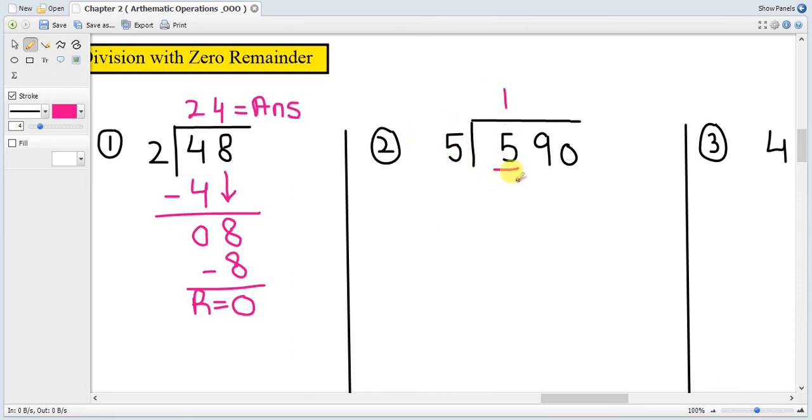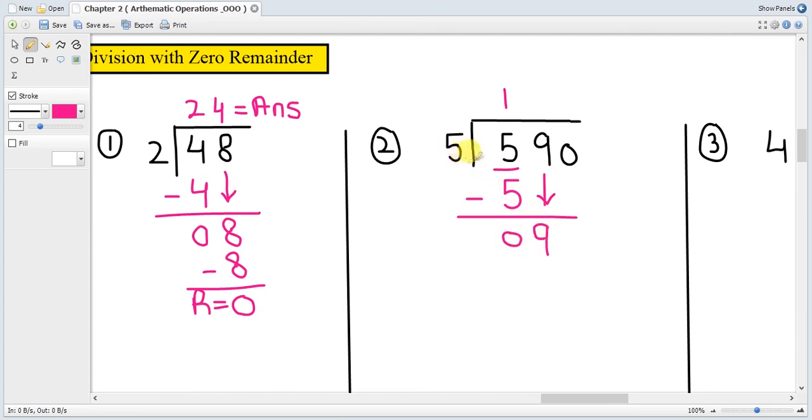So 1 times 5 is 5. Now according to the rule we have to take away. So 5 take away 5 is 0. Now shift the next digit down, which is 9. Now start counting the times table of 5 up till 9 or less than 9.